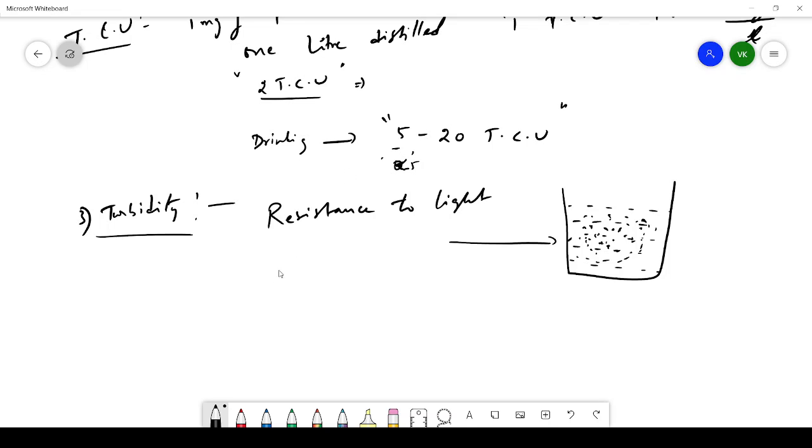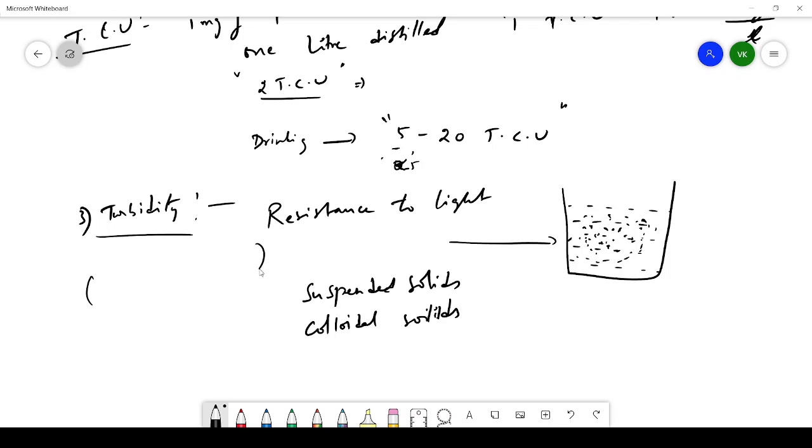Generally, turbidity will be caused by suspended solids or suspended impurities, you can call it either way, and colloidal solids or colloidal impurities. You can get a doubt like, what if there are dissolved solids or dissolved impurities present in the water?